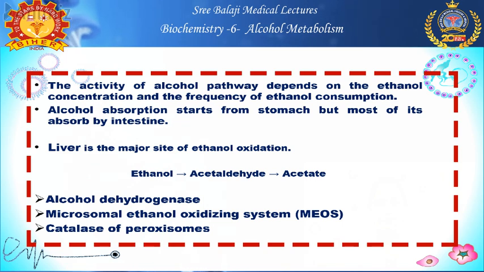Alcohol oxidation takes place in two steps. First step is ethanol to acetaldehyde formation. Second step is acetaldehyde to acetate formation. Both are catalyzed by dehydrogenase enzymes. The first step of alcohol metabolism is catalyzed by three kinds of enzyme. First one is alcohol dehydrogenase. Second one is the microsomal ethanol oxidizing system. And third one is catalase of peroxisome.